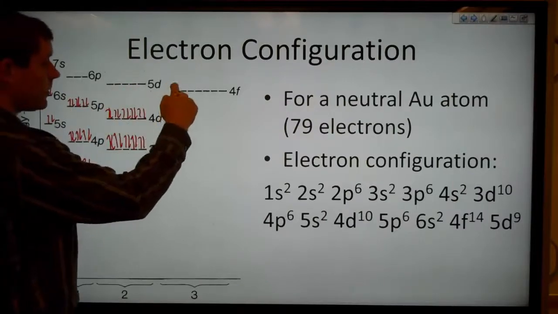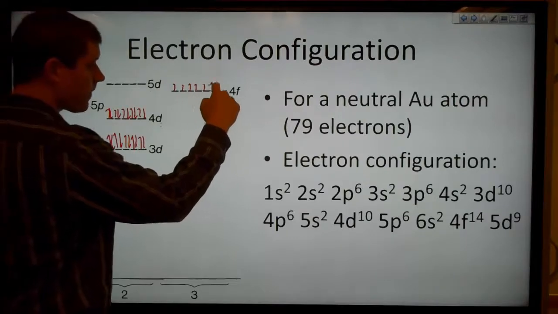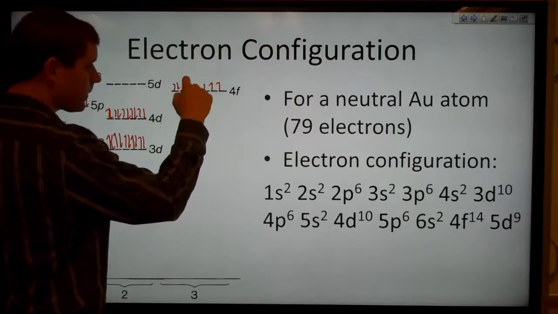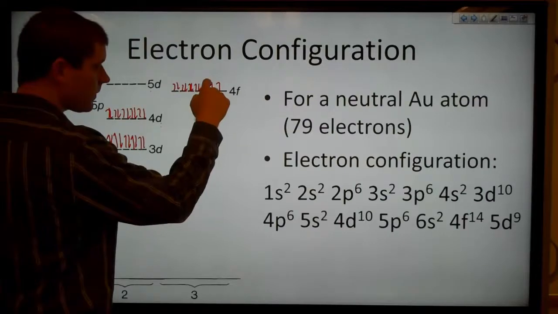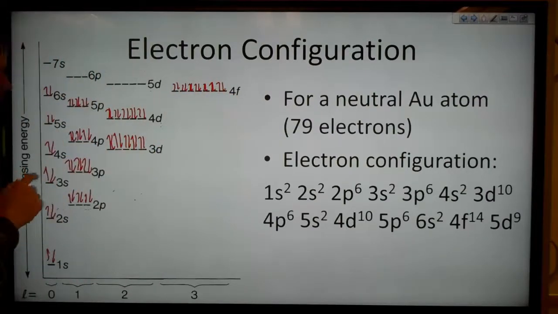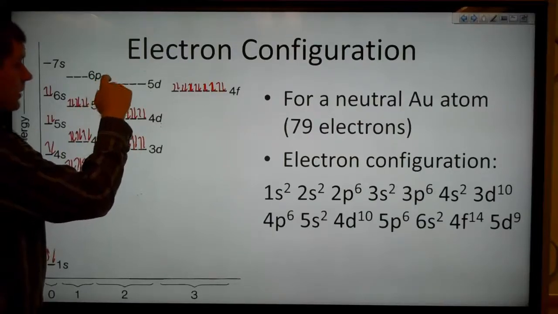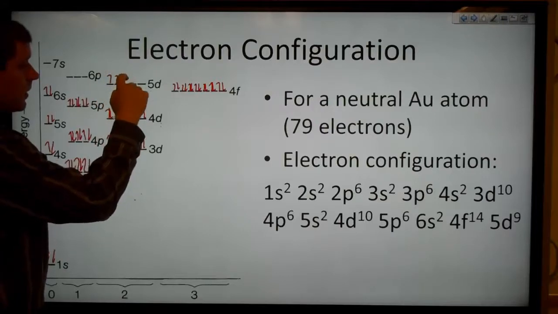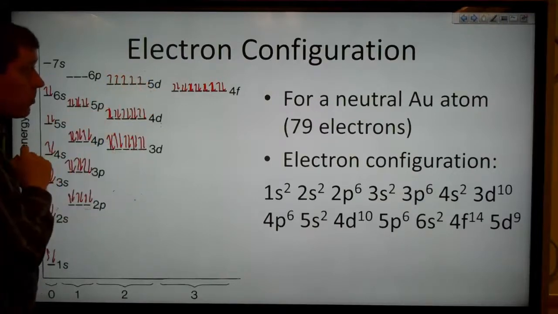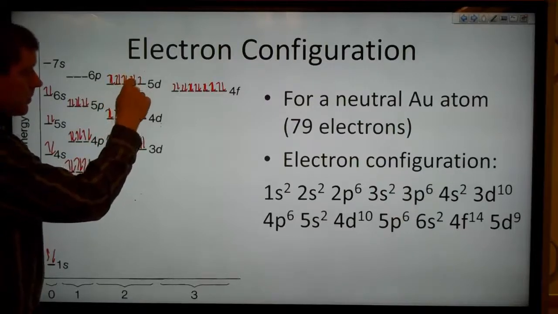Now we're going to fill in the 4f. So let's see, do I have 79 electrons yet? Not yet. So I need to keep filling. I need 9 more electrons. So I'll put 5 in, spin up into 5d, and now spin down.